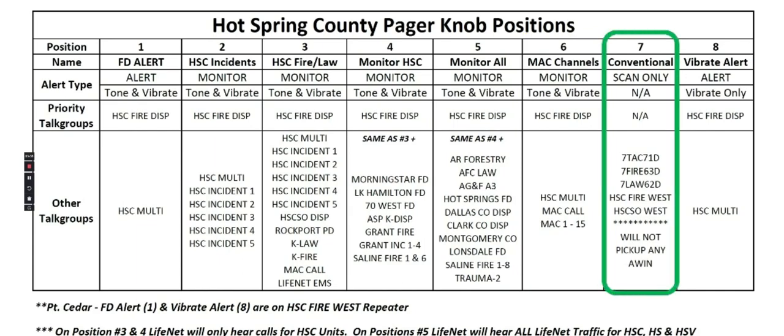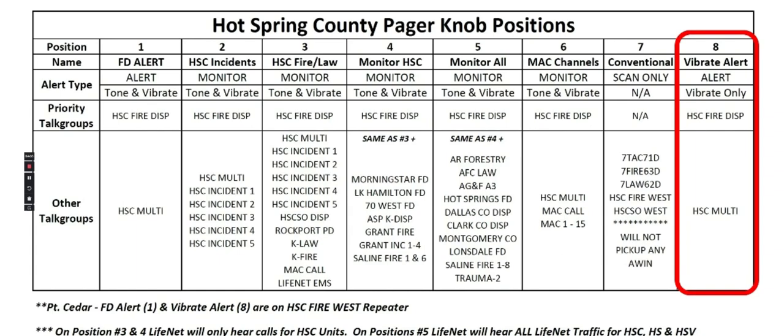Position 7 is the one that scans conventional. It is not scanning any A1 talk groups. It only scans 7 TAC 71, 7 Fire 63, 7 Law 62, and then the HSC Fire West and the HSC SO West repeaters. No A1 talk groups at all.